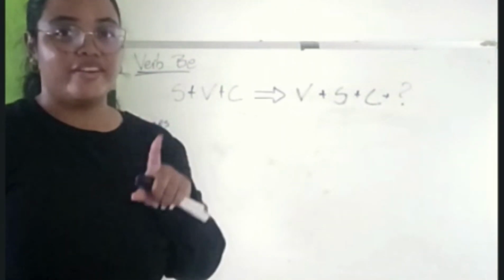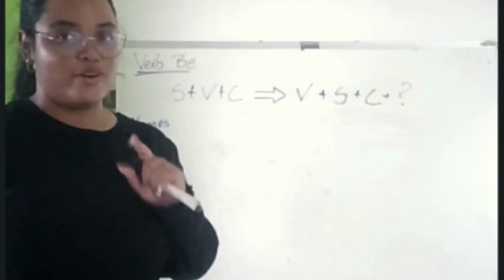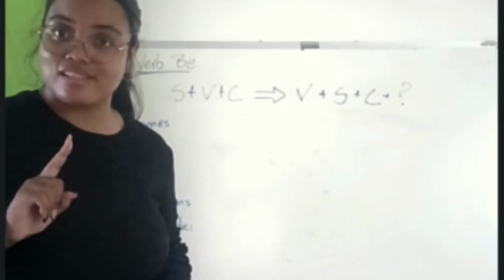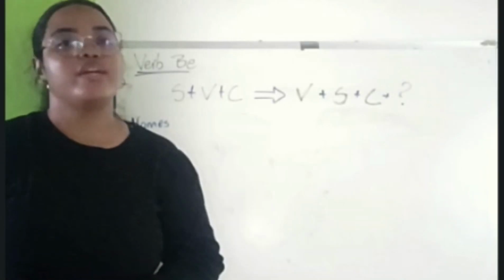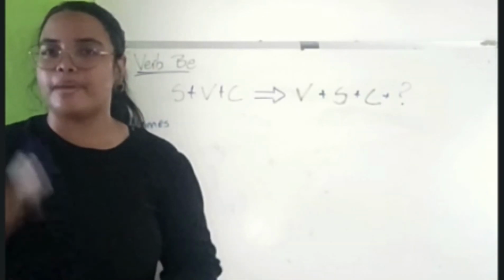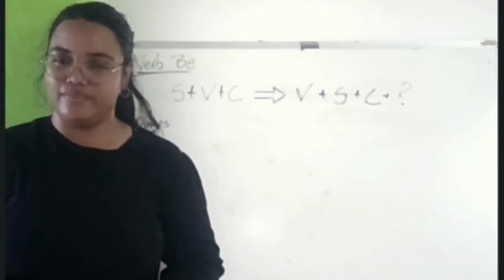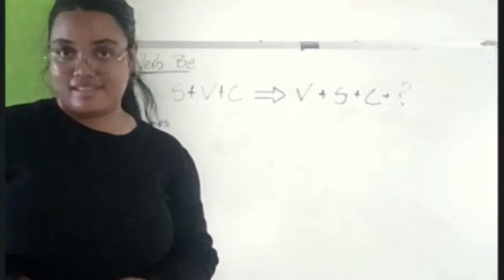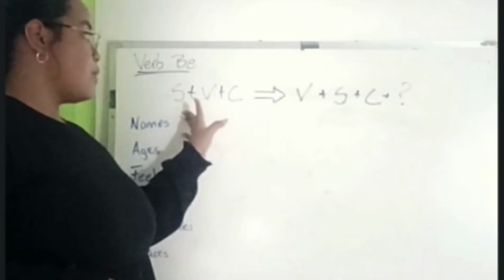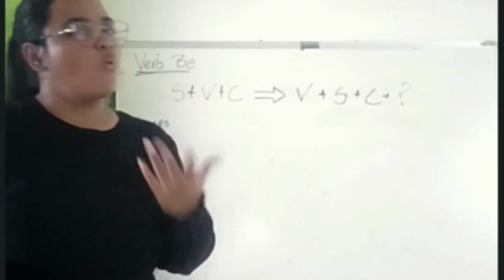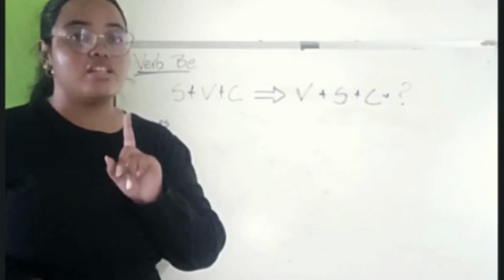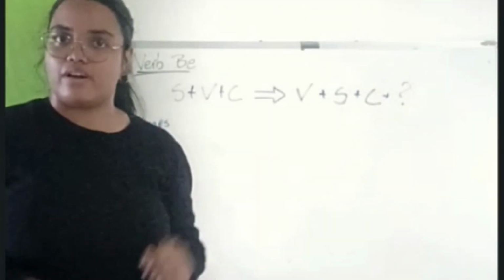Now, we already know how to use the present tense form of the verb be. Now, let's learn how to use the past tense of the verb be. We use the verb be in past tense to refer to something that already happened before. Okay? In past tense, we use the same sentence structure. Subject plus verb plus complement. The only thing that changes is the verb. The verb is going to change to the past tense.